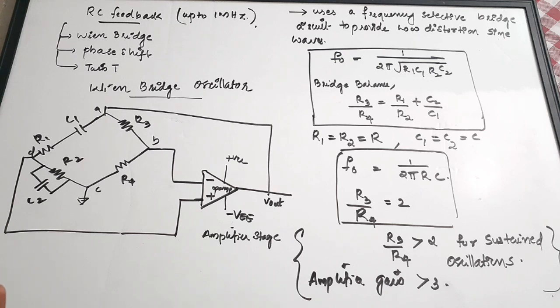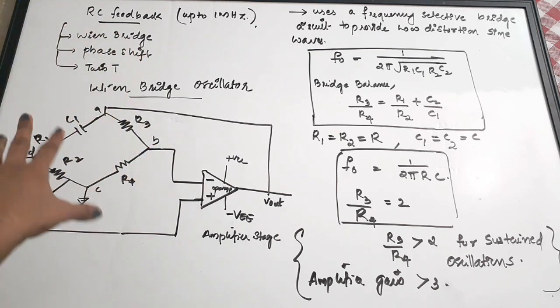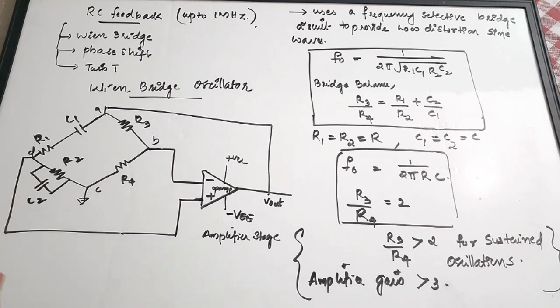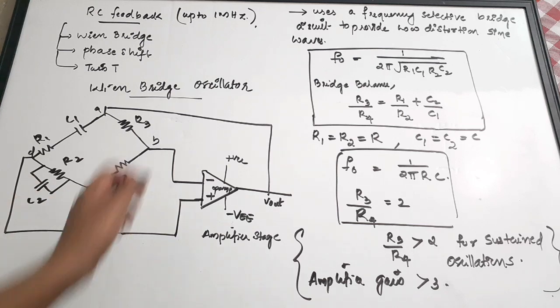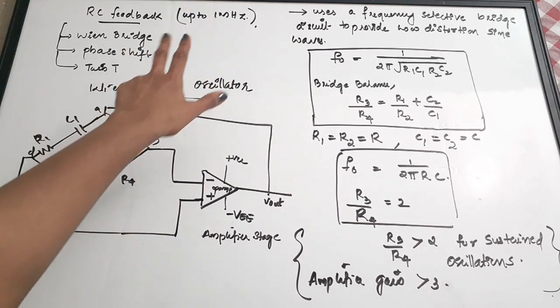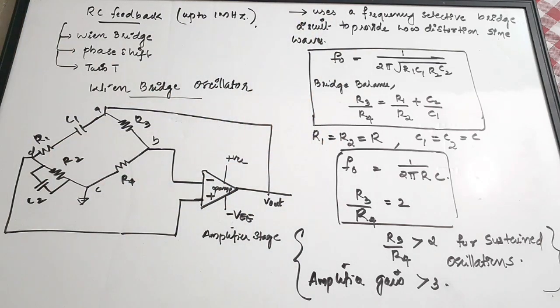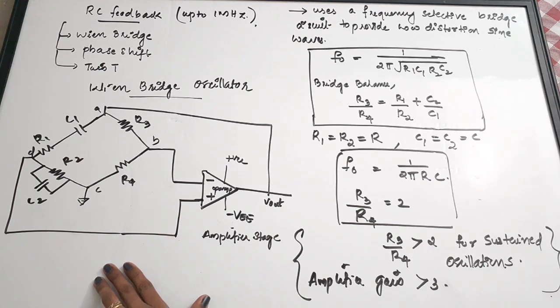It's various combinations. Okay, so that is called an RC feedback oscillator. Simple, right? RC feedback means the feedback circuit consists of RC units, or resistor-capacitor combinations, and for their frequency of operation, up to 1 megahertz, these types of RC feedback oscillators can be used. Okay, the first oscillator we are going to see is the Wien bridge oscillator.